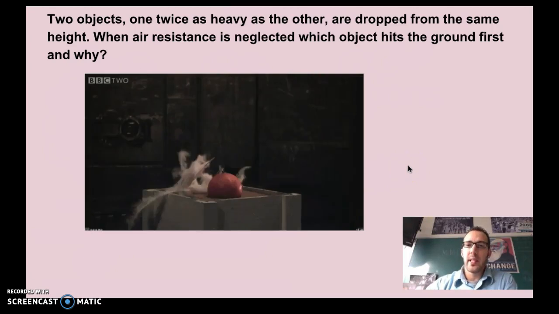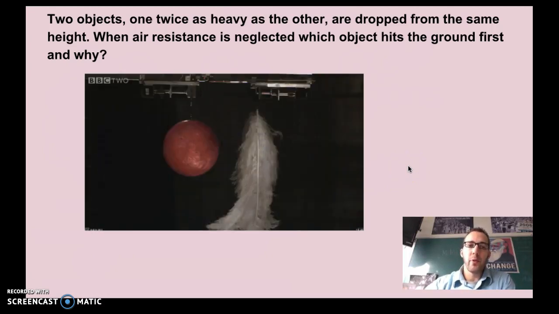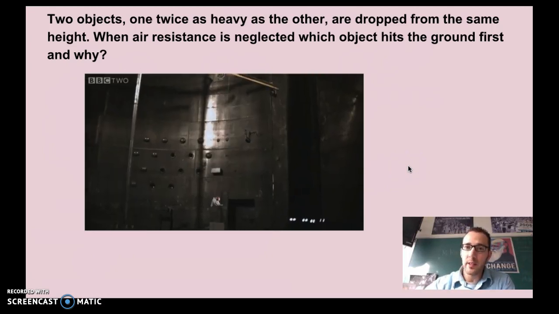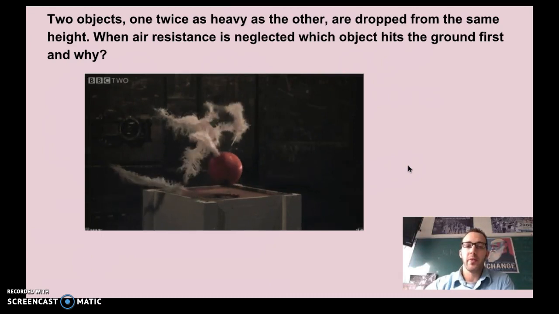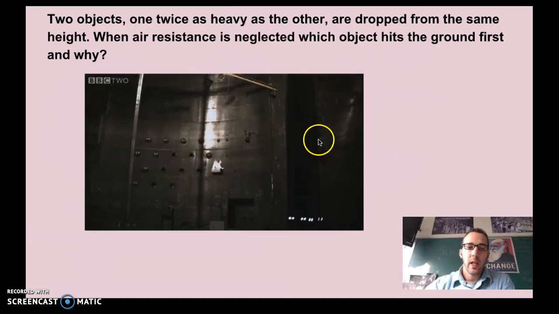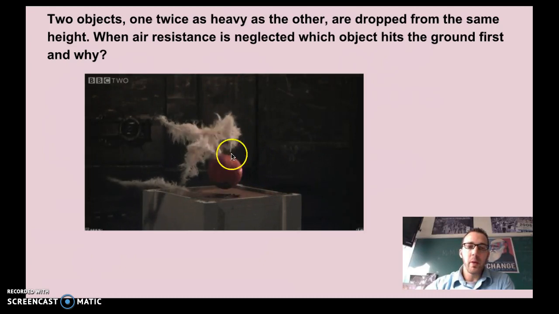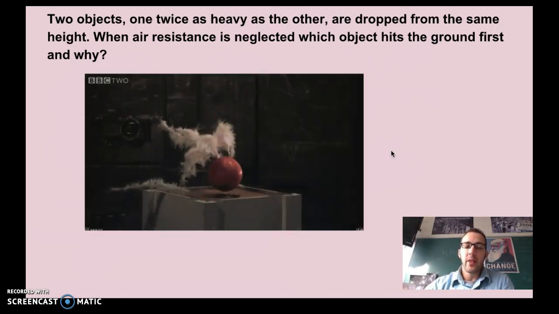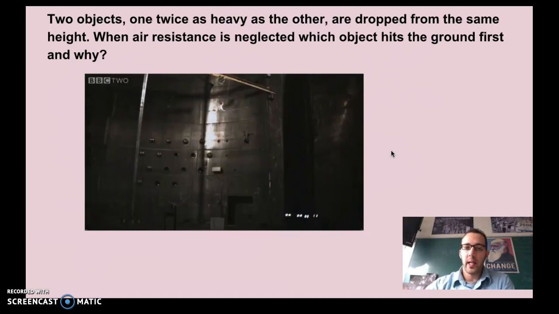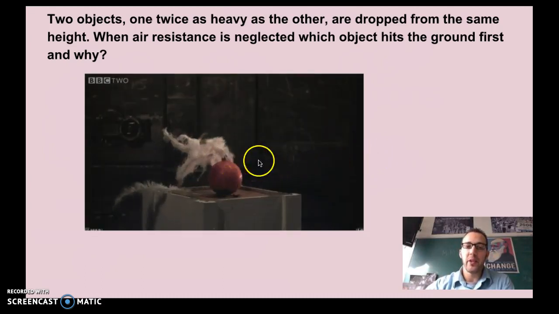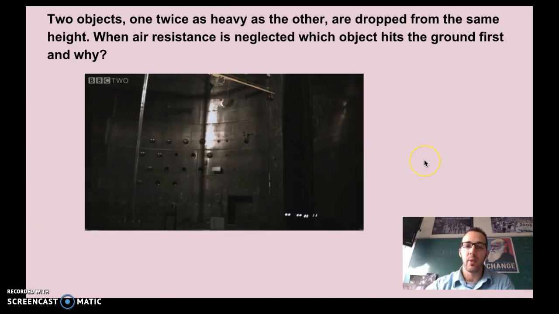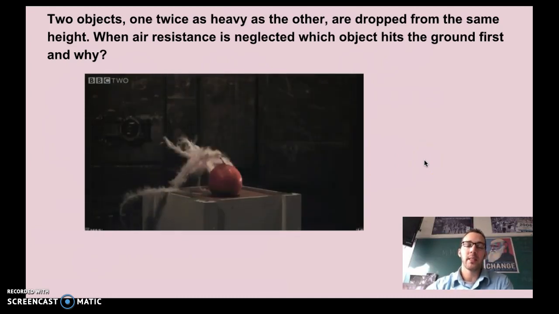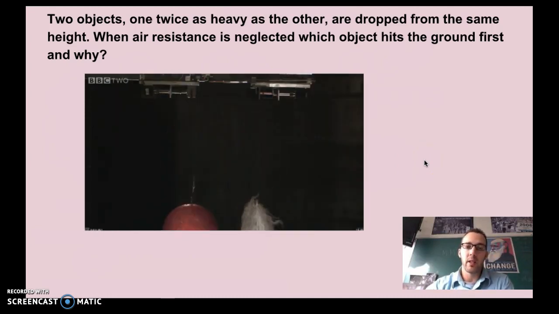Two objects, one twice as heavy as the other, are dropped from the same height. If we don't worry about air resistance, which object hits the ground first and why? So this little video here is of a bowling ball and feathers in a giant vacuum tube, basically, and they're both being dropped. And the question is, well, which one gets to the ground first? And we can see that feathers and a bowling ball actually reach the ground at the same time when we don't have air to slow them down.